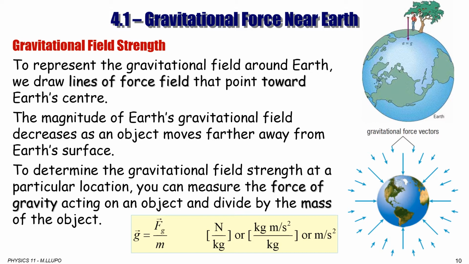Since the newton is a derived unit, based on Newton's second law, you know that force is equal to mass times acceleration. We can write a newton as a kilogram times meter per second squared, which is a unit of acceleration. So now kilogram and kilogram cancel. You see that the unit of g is newton per kilogram or meter per second squared.